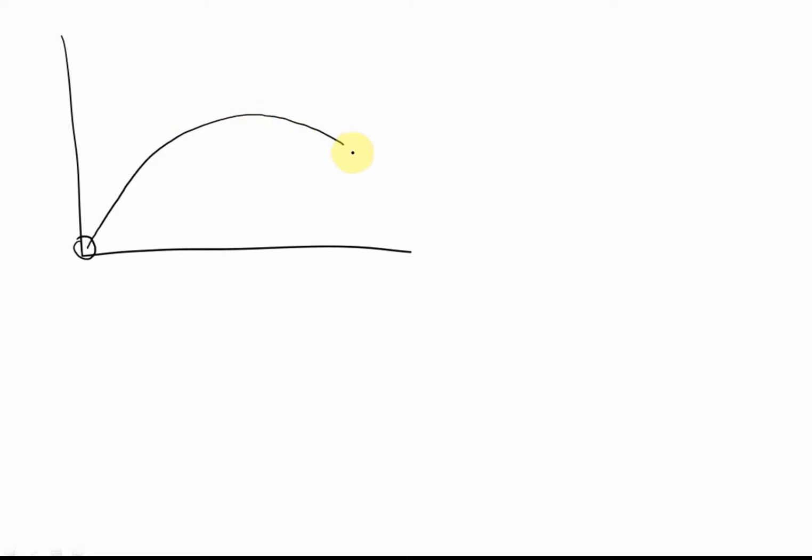Imagine that this is, let's say, your coordinate system, and then you just launch an object, so your object is going up and going down like that.